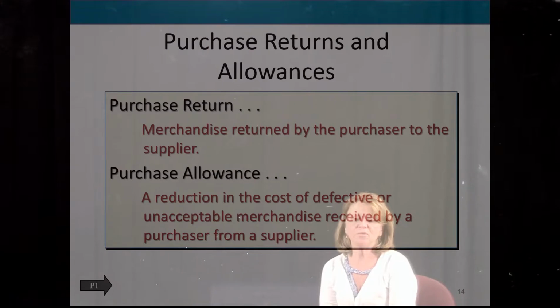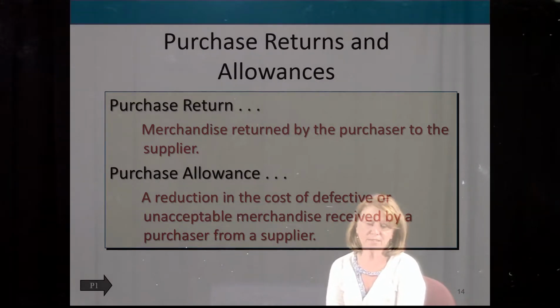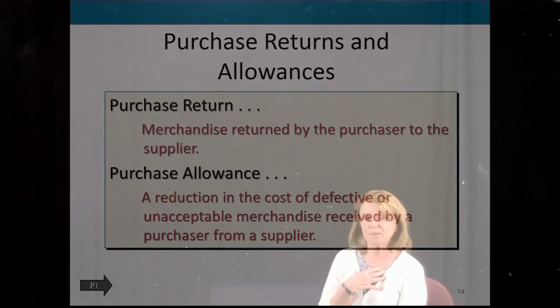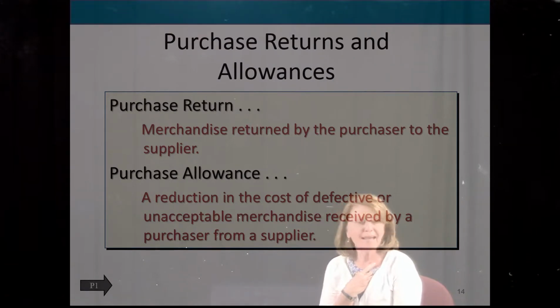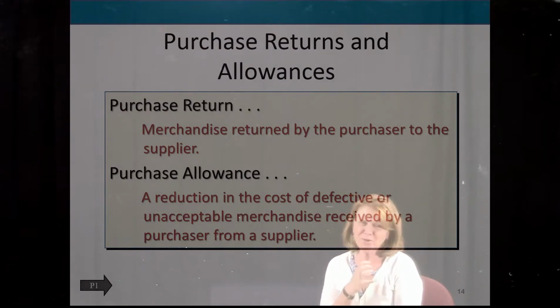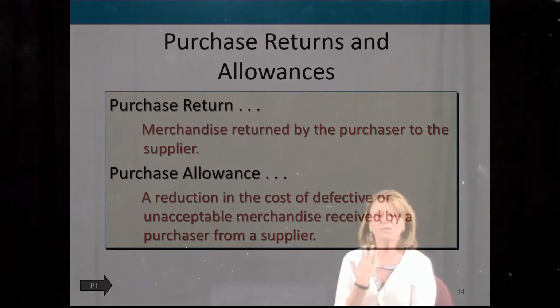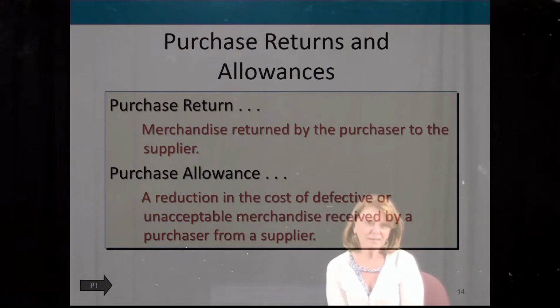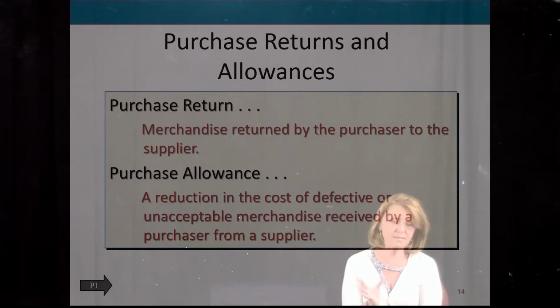Purchase allowance is a reduction in the cost of defective or unacceptable merchandise, where you're the company purchasing it and you get it and it's not quite what you wanted, or it's not the quality you wanted, or it's not what you need, but you say, you know what, I can still sell this, but at a reduced price.